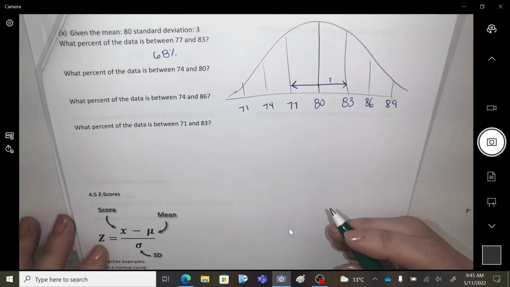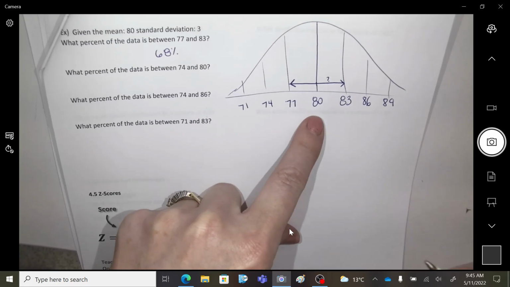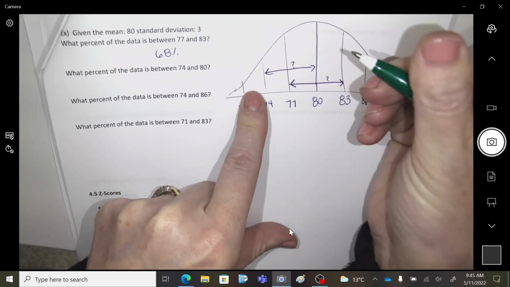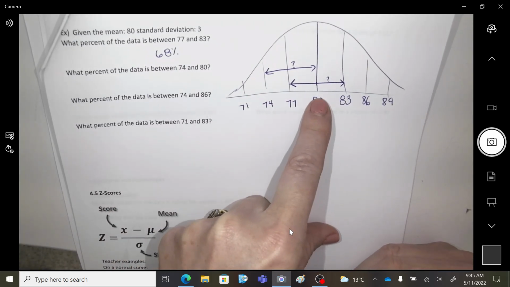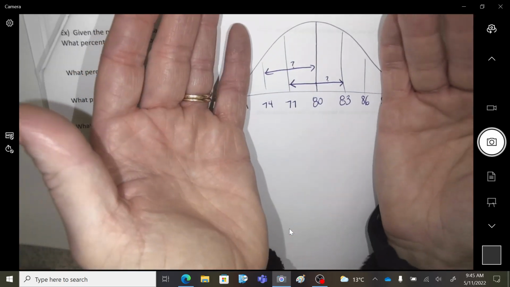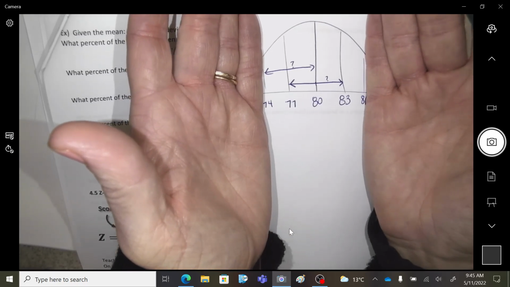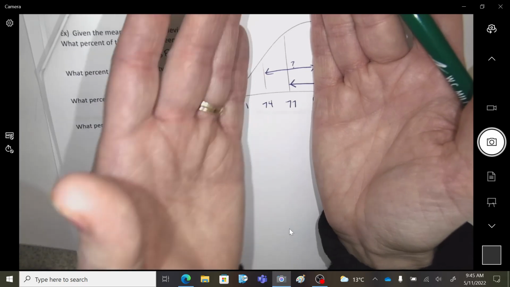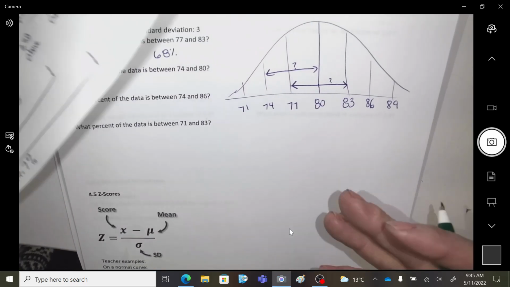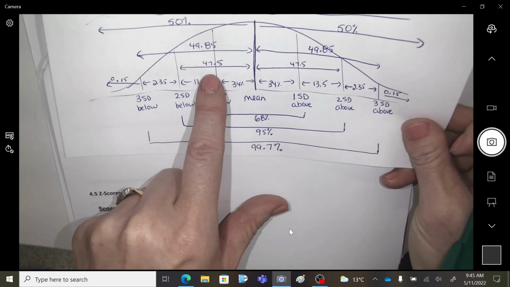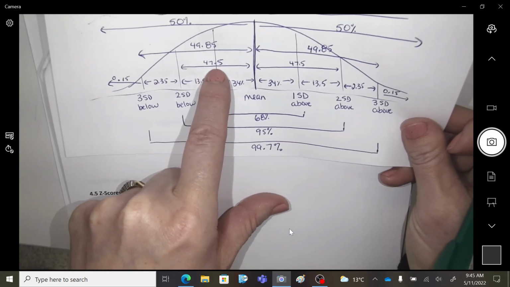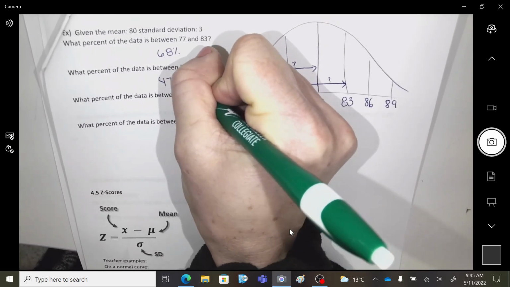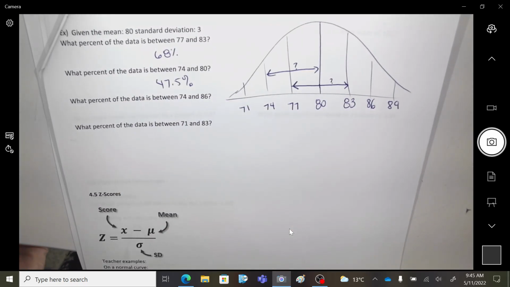What percent of the data is between 74 and 80? So this is the second question. I remembered that was the 95. So this is exactly half of that, and we've already written it down. So that should be 47.5. 47.5% of the data is in that interval.